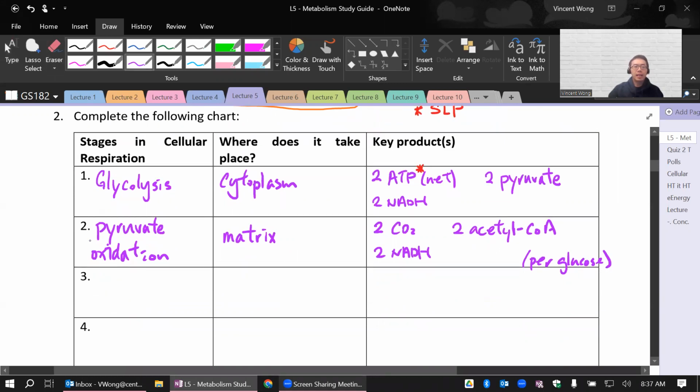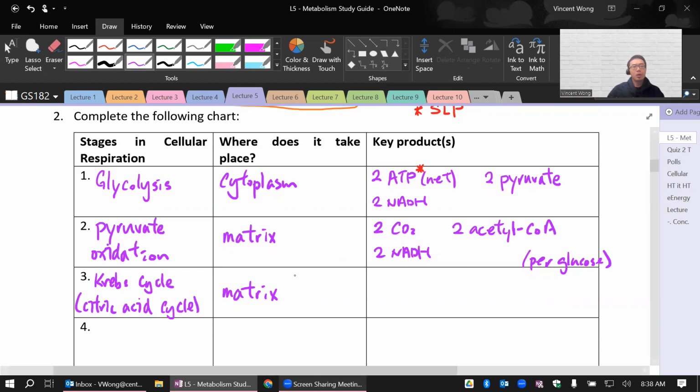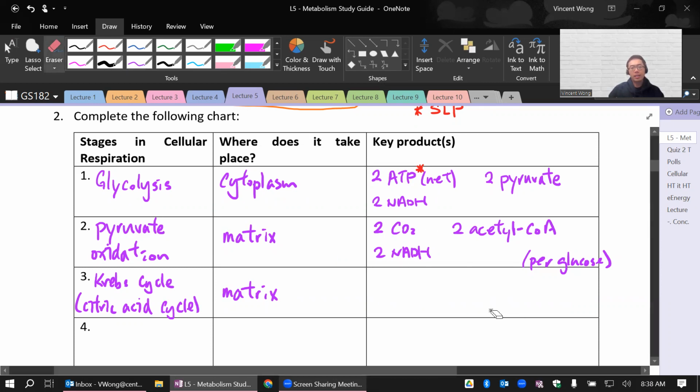Then we have the next stage, which is called the Krebs cycle. The first product in the Krebs cycle is citric acid, a 6-carbon molecule, which is why sometimes this is also called the citric acid cycle. It also takes place in the matrix. Now, why don't you take a moment and look at the key products for the Krebs cycle?